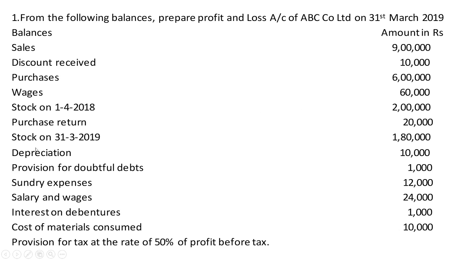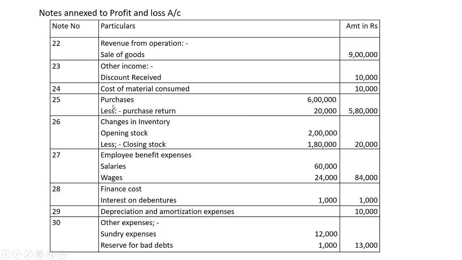So purchases here are 6 lakhs. From that purchases you have to less purchase return 20,000. The remaining amount is 5,80,000. That is note number 25. And note number 26, changes in inventory, is the difference between opening stock and closing stock. Here the opening stock is 2 lakh and the closing stock is 1,80,000. The difference is 20,000.